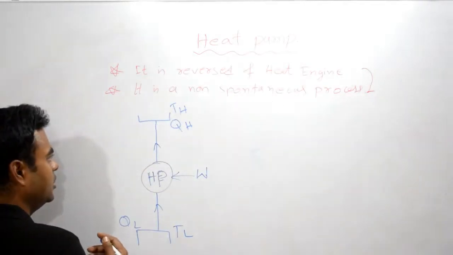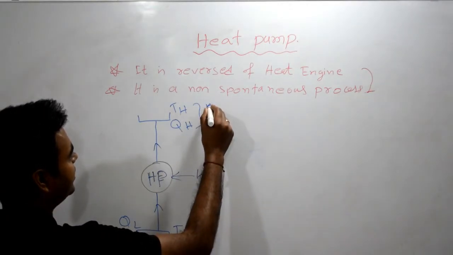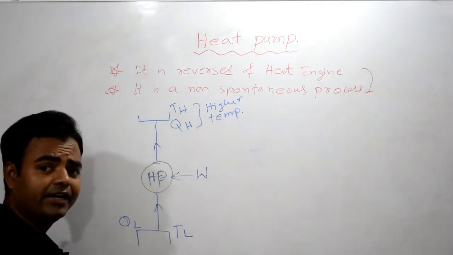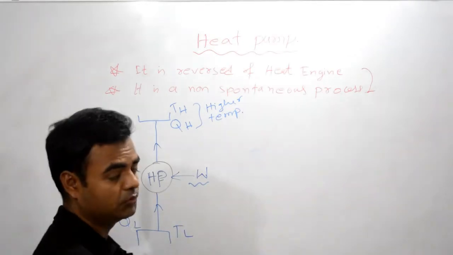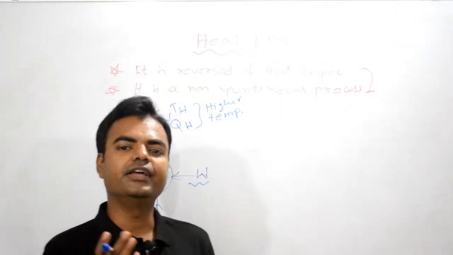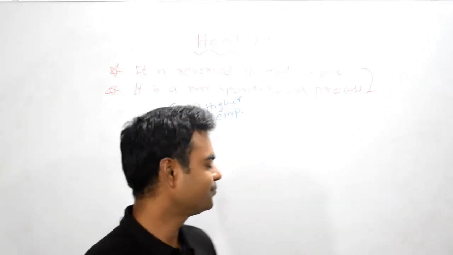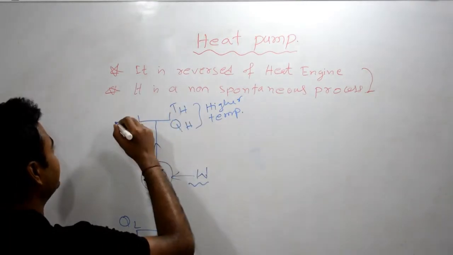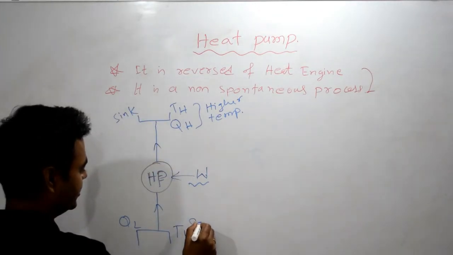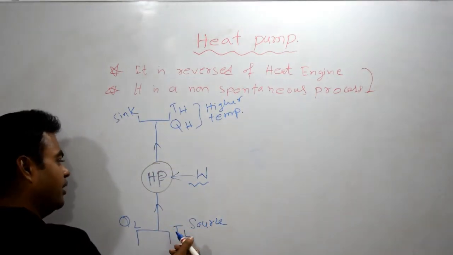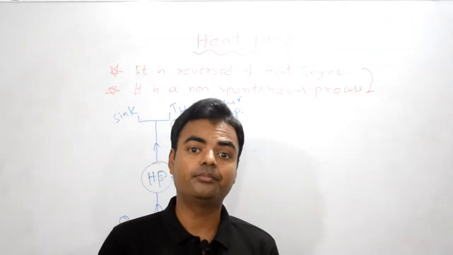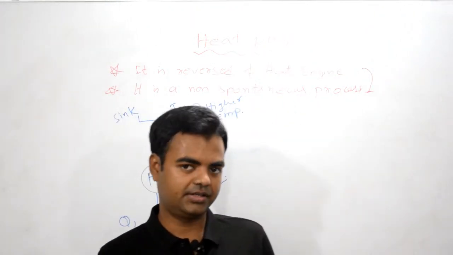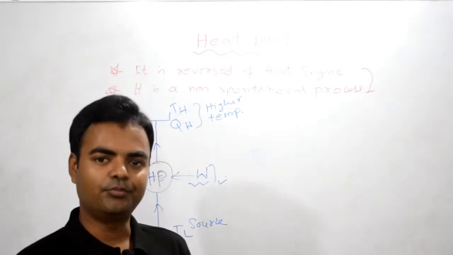So this is the difference between heat pump and heat engine, right? In case of heat pump, our desired effect is to get higher temperature, right? But in case of heat engine, our desired effect is to get work output. This is the major difference between heat pump and heat engine. I hope you understand. Now, in case of heat pump, this TH is known as what? This one is the sink and this one is the source. It is going in the opposite direction, right? That is because of the external input in the form of work.